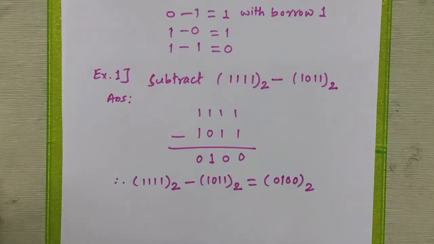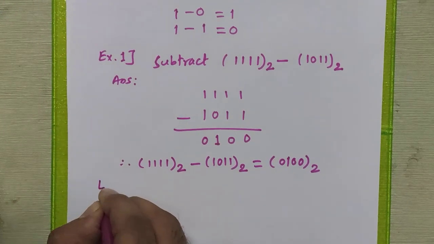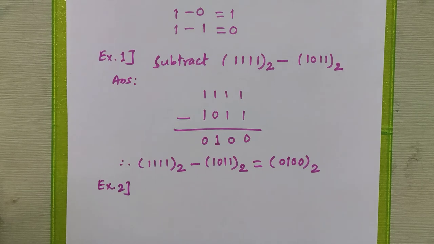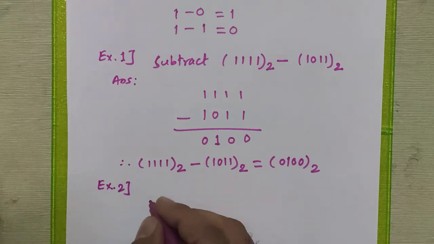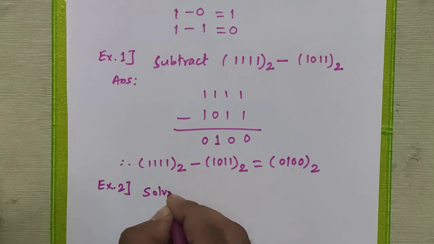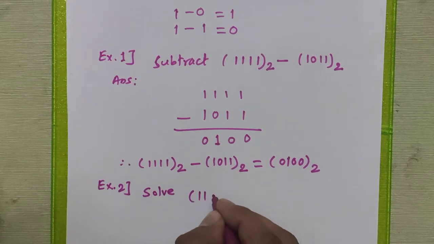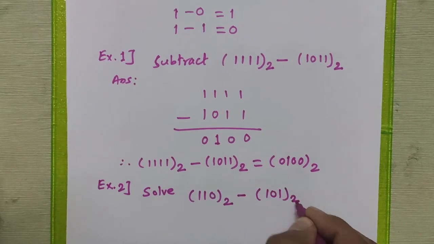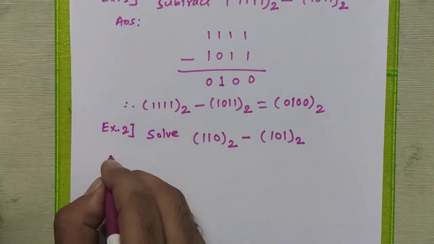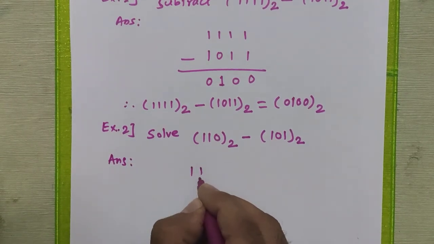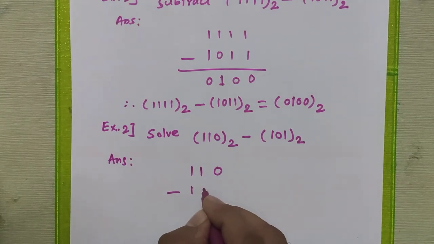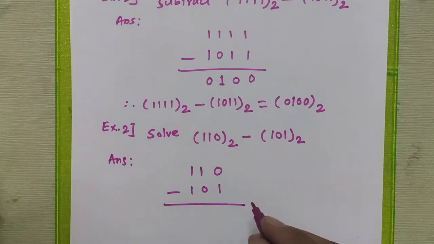So this is a very simple example. Now we'll see some more examples. We'll increase the difficulty level of the problem in subtraction. The second problem is we have to solve 110 in binary minus 101 in binary. How to solve this problem? We'll write the bits as they are here. 110, that's the minuend, minus the subtrahend, which is 101.